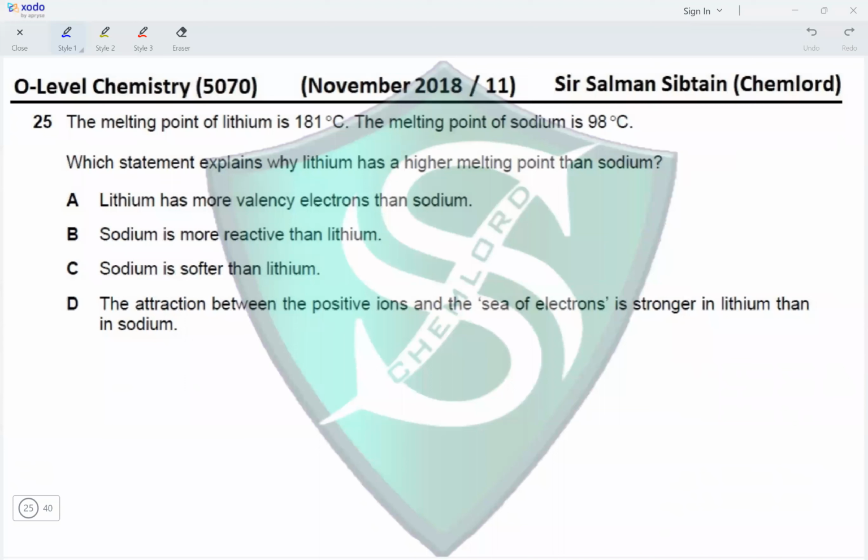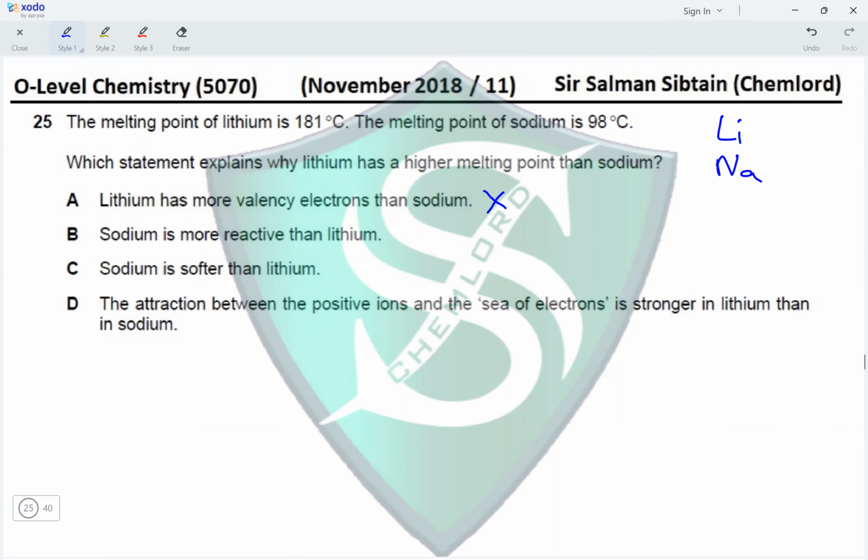Question 25. The melting point of lithium is 181 and the melting point of sodium is 98. So lithium is on top of sodium in group 1 of the periodic table. Which statement explains why lithium has a higher melting point than sodium? Lithium has more valence electrons than sodium. No, they have got the same number of valence electrons. Both are in group 1, so one valence electron.